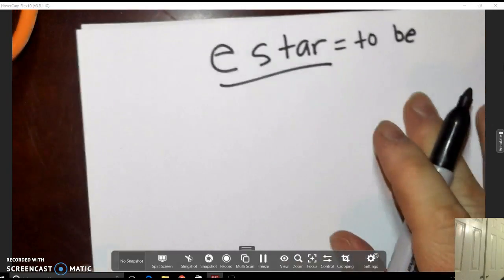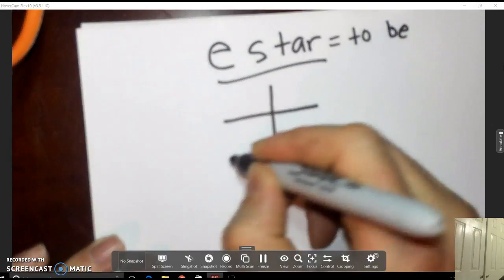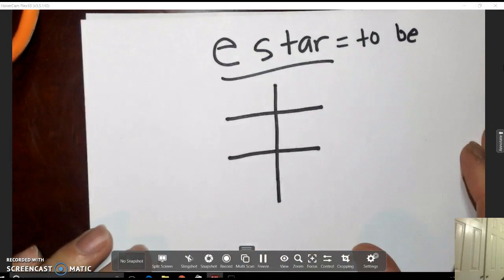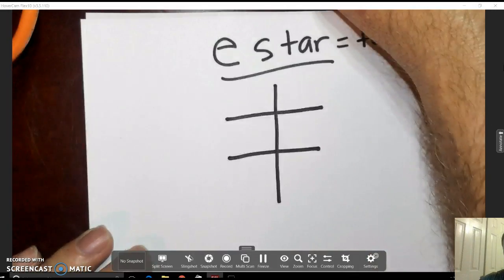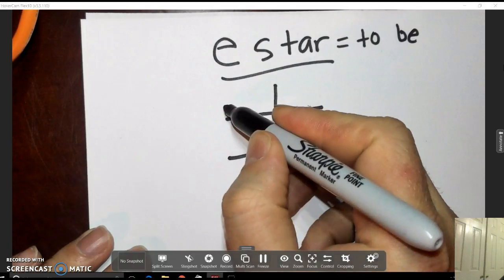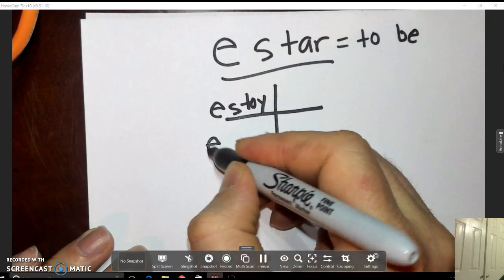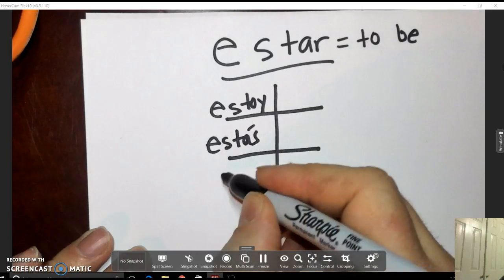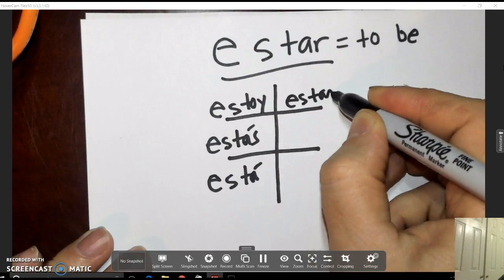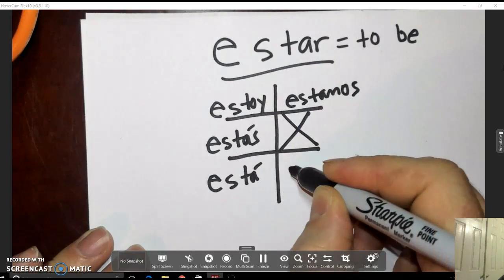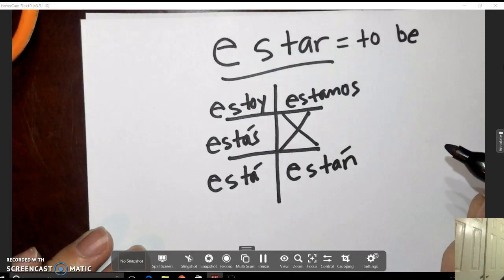At this point you should know how to conjugate the verb estar. You should know how to make this little chart. So I'm going to go ahead and conjugate it. We have estoy that goes here, if you remember. It's an irregular verb. Estás. Don't forget your accent marks. Está. Estamos. And you should know what all of these things mean. We don't use this one. And then this is the last one. Están.